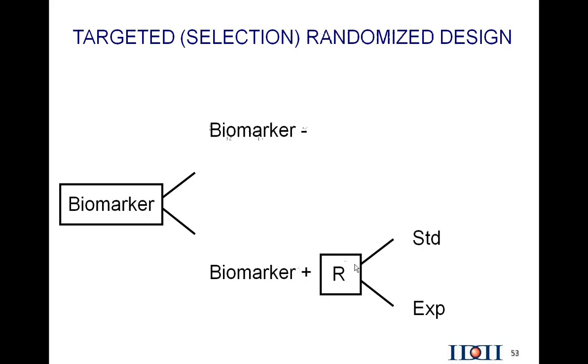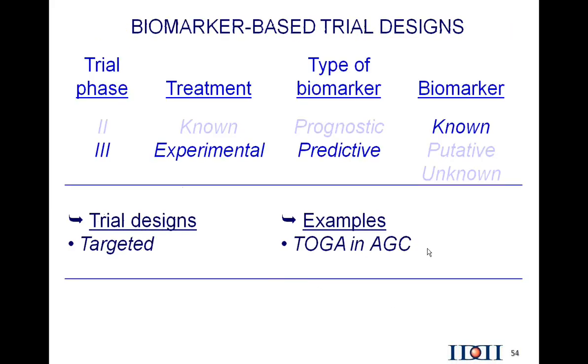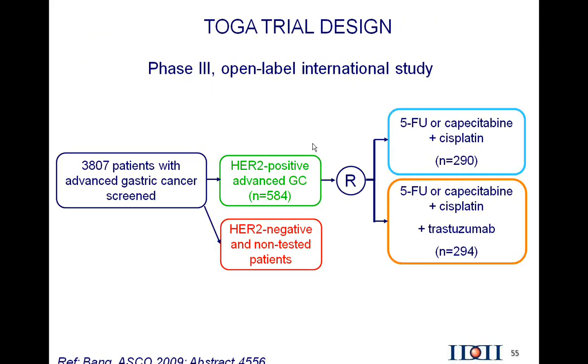If we wanted to do a randomized design, same thing. We would select patients based on their biomarker value, in our example HER2/neu positive patients, and randomize these patients between Herceptin and control. So these designs are very straightforward. In phase 3, likewise, targeted designs are very straightforward. An example of such a design is the TOGA trial in advanced gastric cancer. This design is interesting because it's the same molecular target as in the advanced breast cancer example.